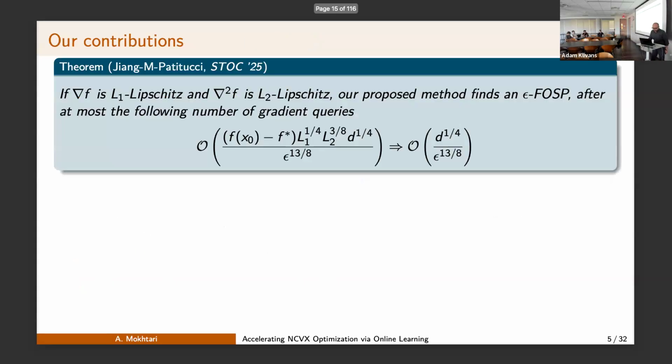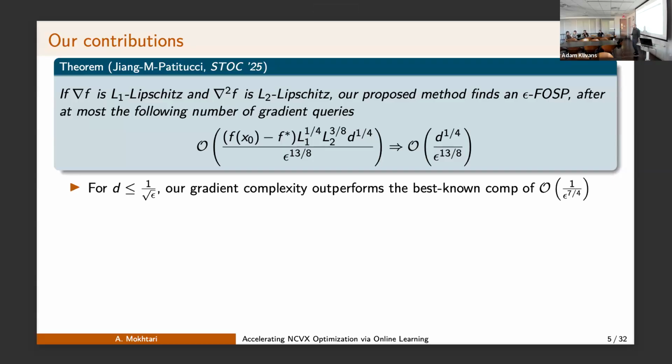All right, so what did we get? I'm going to go over that in detail, but we showed that if the gradient is L1-Lipschitz and the Hessian is L2-Lipschitz, we can find such points in this many queries to the gradient. There's a d-dependence showing up, d to the 1/4, and the exponent is 13/8, and it's not hard to see that 13/8 is better than 7/4, because 7/4 is 14/8. Cool. But the caveat is that we have a d-dependence, so it's not dimension independent. But you can easily see that if d is less than 1/√epsilon, this is better than the previous. So at least in the moderate dimension regime, we can get a provable improvement over 7/4.